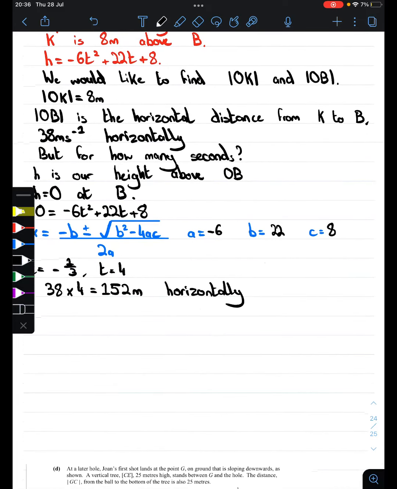And we have theta. It asks us in the question to find it correct to the nearest degree. So theta equals 3 degrees.